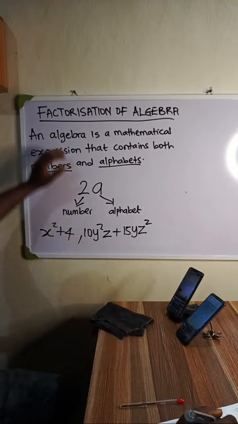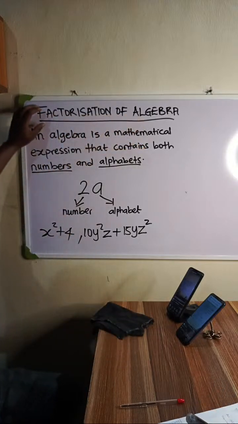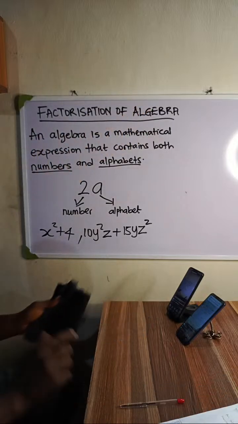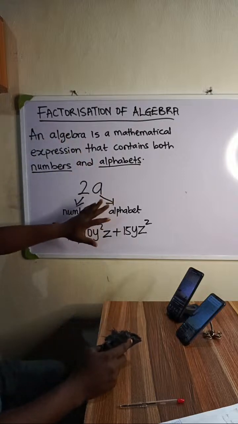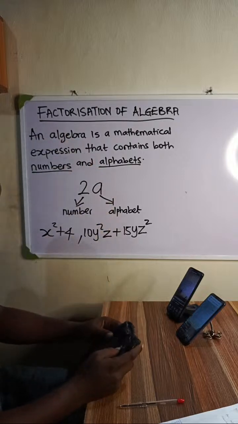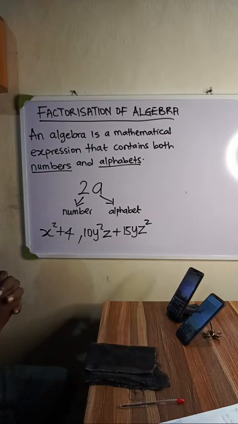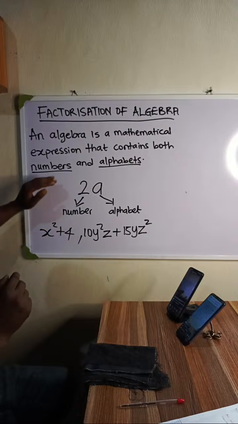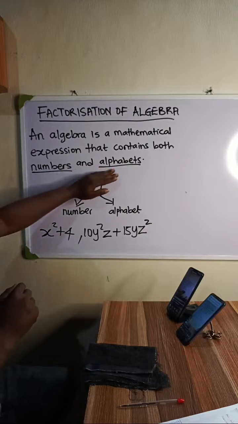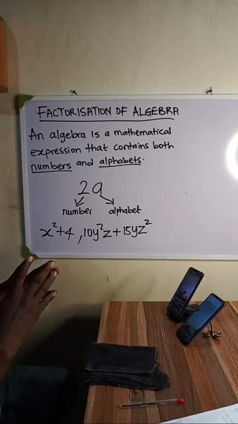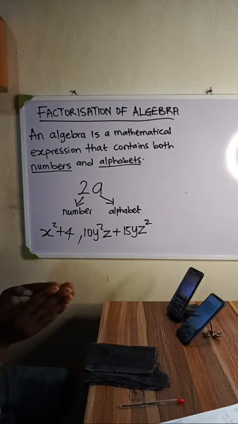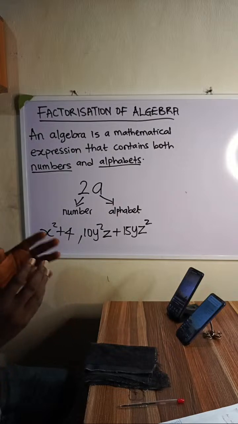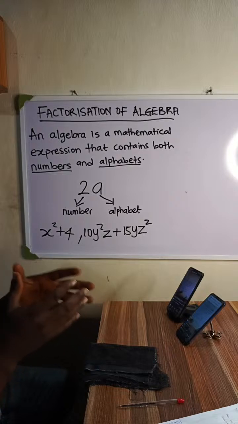Okay, so we've seen what an algebra is. Now we want to look at what factorization of algebra is. Let's continue. I said earlier that an algebra is a mathematical expression that contains both numbers and alphabet. So whenever you see anything in mathematics and in that you can see numbers in it, and you look closely, you can also see alphabets in it, that mathematical expression is an algebra.